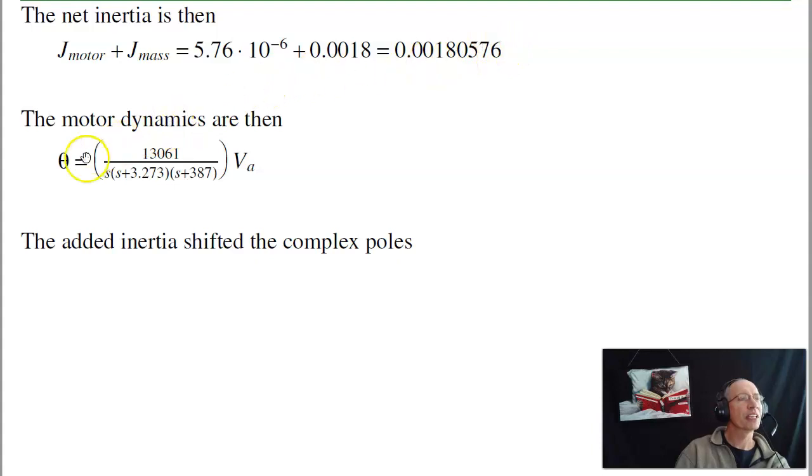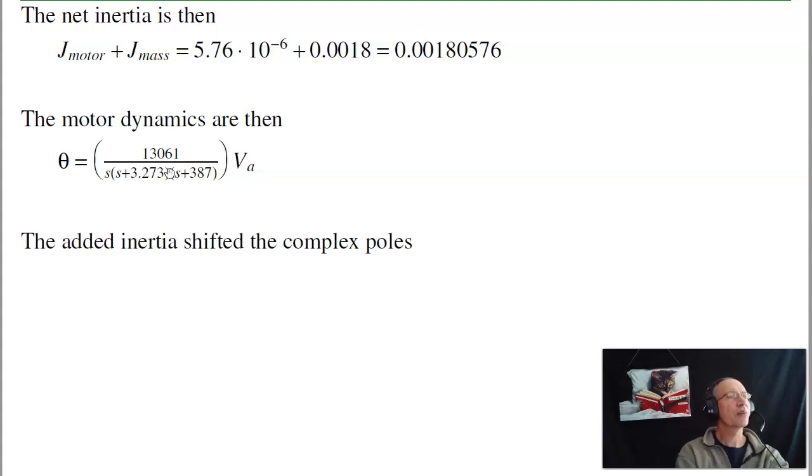Throw that in the transfer function, and here are the poles. And notice the complex poles disappeared. I now have a pole at minus 3.2. That's kind of why the motor has complex poles. They have to guess what your application is, how much inertia you're going to add to it. In this case, you added quite a bit of inertia, and that shifted the pole quite a bit. But really, the wheel is just a gear.